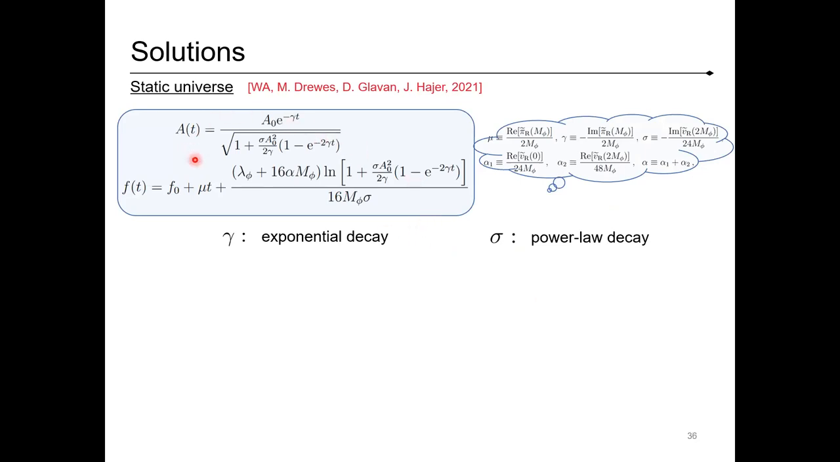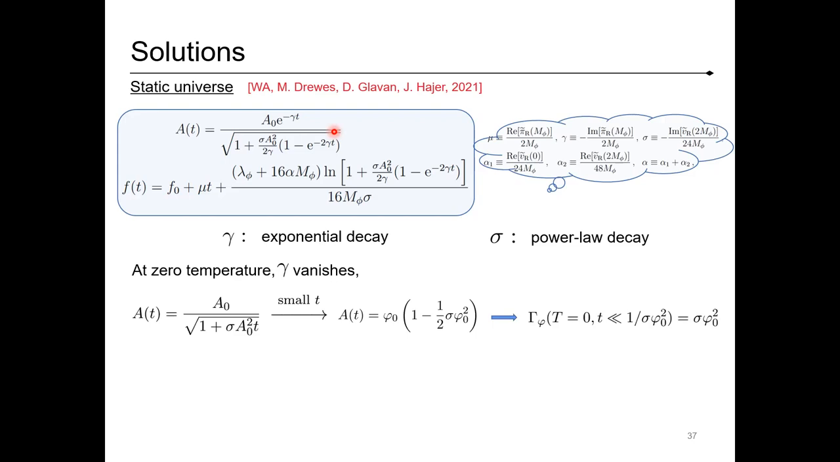Now, with this solution, we will see how we can derive the decay rate that we discussed from the time dependent perturbation theory. To do that, we let the temperature be zero. We let T be zero. Then, as we said, gamma vanishes because the self energy decay channels cannot be on shell. The gamma vanishes, and then this envelope function becomes this simple form.